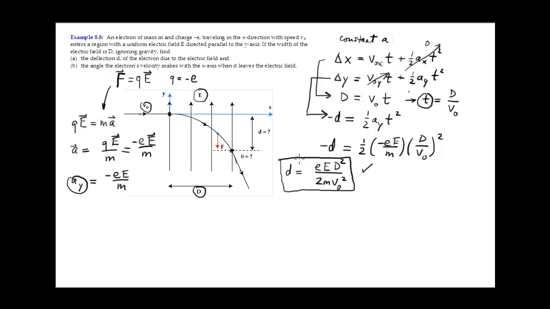For part B, what's the angle the electron's velocity makes with the x-axis? Well, again, we're looking at, I'll exaggerate the length of it here, the electron's vector v right when it exits the electric field. And the sketch is correct. It will continue along a straight line trajectory because when it leaves that region, there's no more force to act on it. No force means no acceleration.